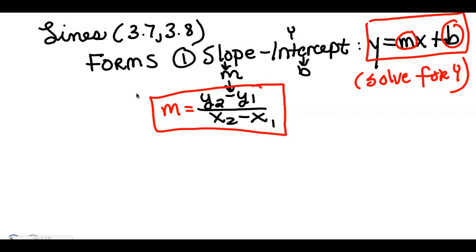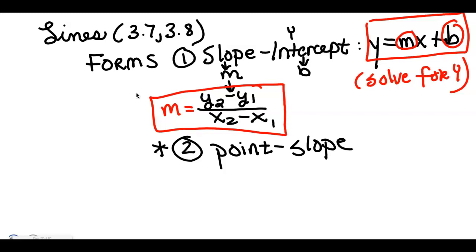Our second form, number 2, and I would put a star by it because this is the one you're going to go to if you're not sure which one to use. So if you're like, I don't know which one to use, go to number 2. It's probably the winner. And we're going to write point-slope. Under the word point, we're going to write x1, y1. Under slope, we're going to write m.